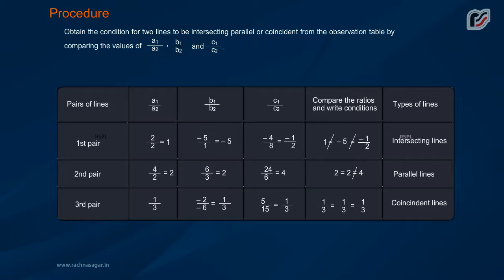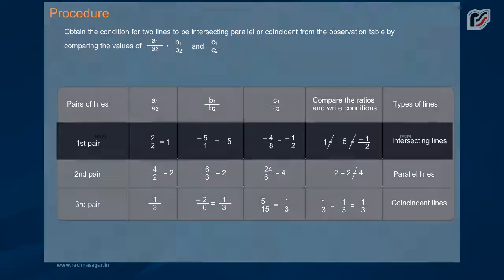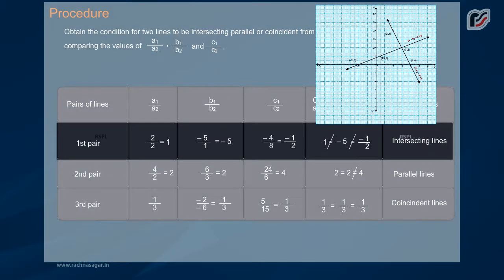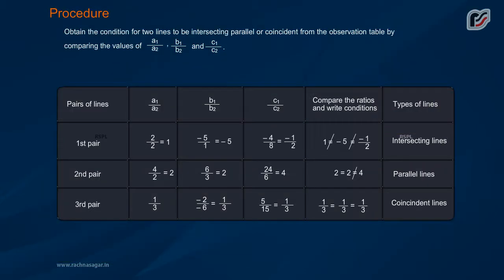First pair, A1 by A2, the number is 2 by 2 is equal to 1. For B1 by B2, the number is minus 5 by 1 is equal to minus 5. For C1 by C2, the number is minus 4 by 8 equal to minus 1 by 2. This shows 1 is not equal to minus 5 is not equal to minus 1 by 2. Hence, it is intersecting lines.